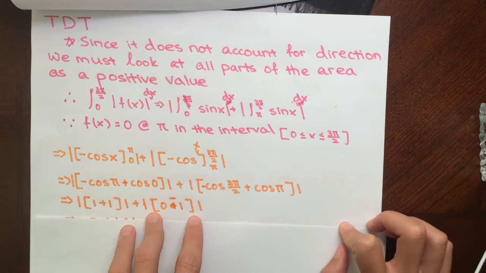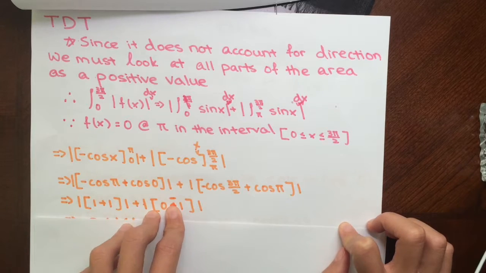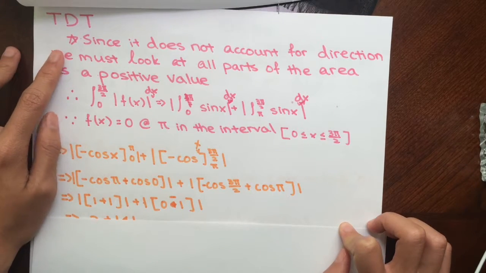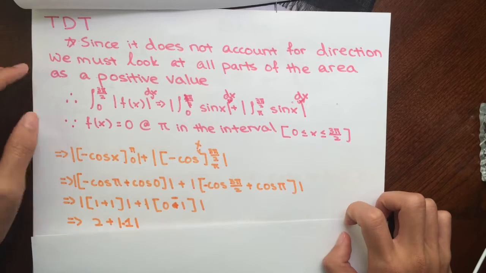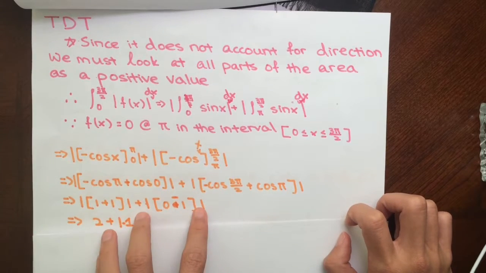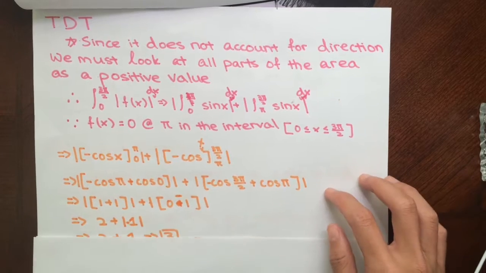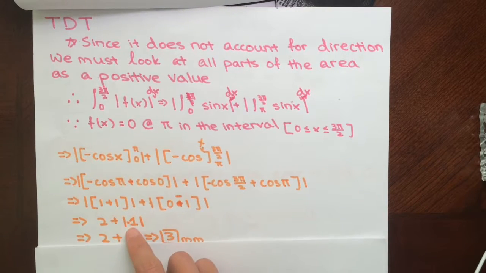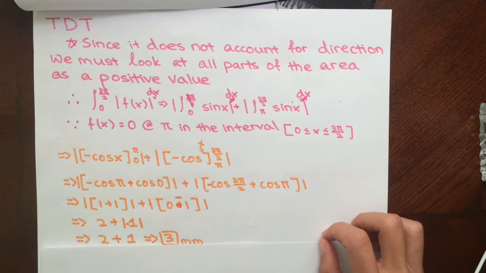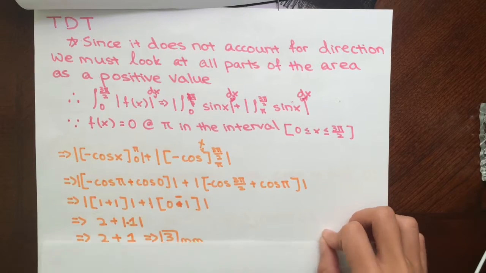As you can see, here is a negative 1, and since for total distance traveled we want all positive values, we have to absolute value this specific case right here. So now we get 2 plus the absolute value of negative 1, which gives us 3 millimeters.